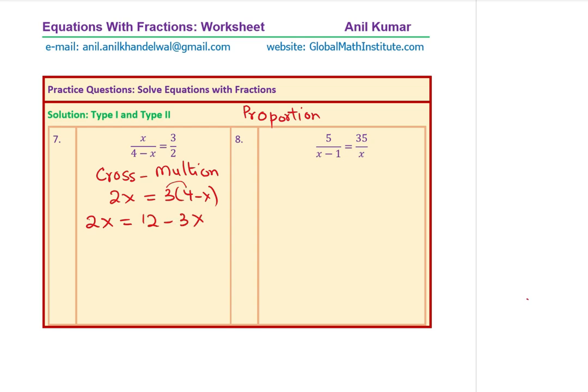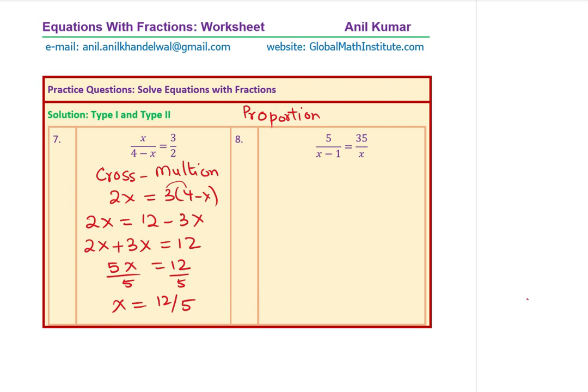Now you can bring the variables to one side. This is the strategy to solve the equations, which you now know. So we have 5x equals 12, and now you can divide by 5 on both sides, or we can cross multiply, saying that x is 12 by 5. You get the idea. So that is how you do it.